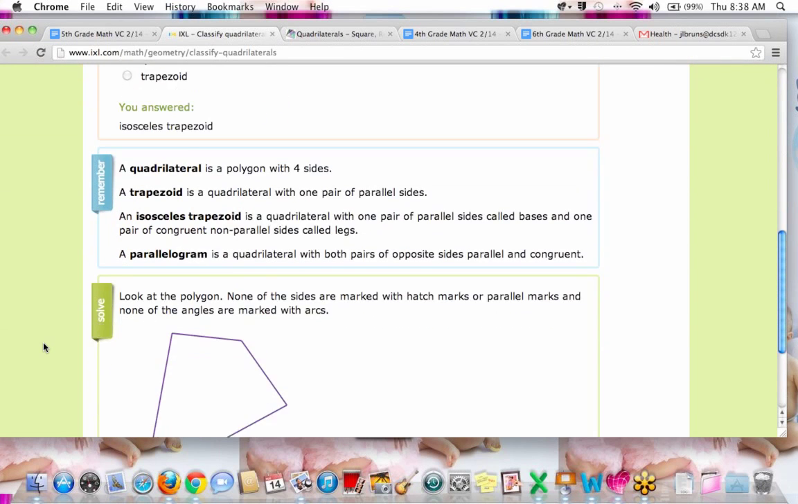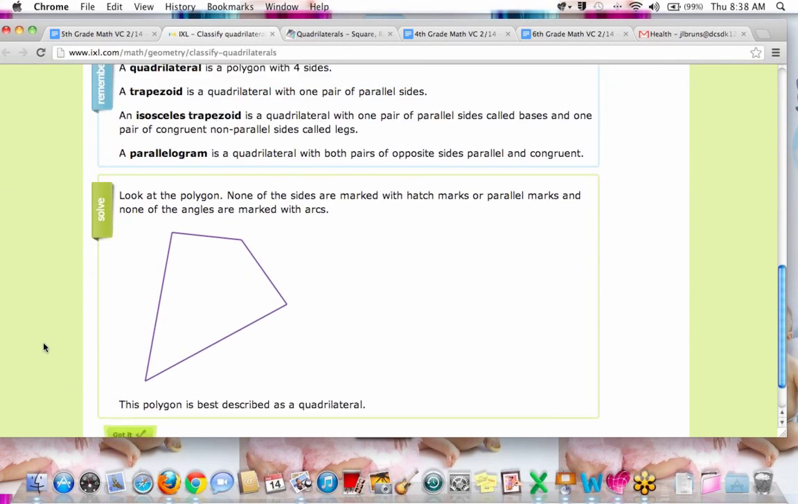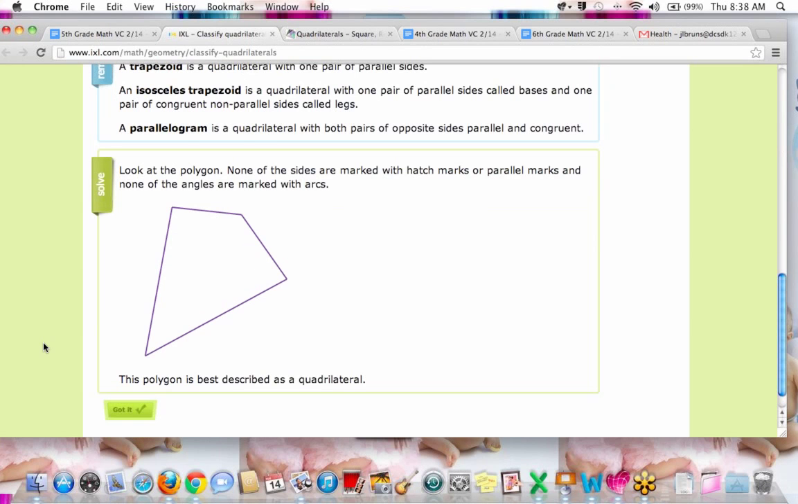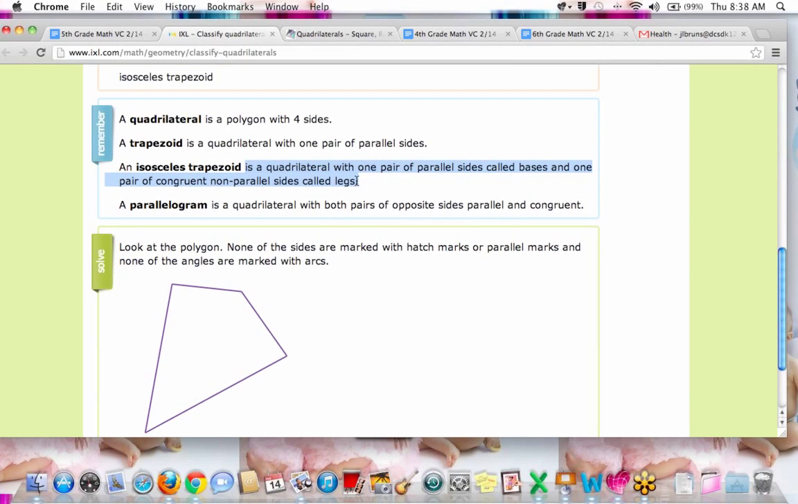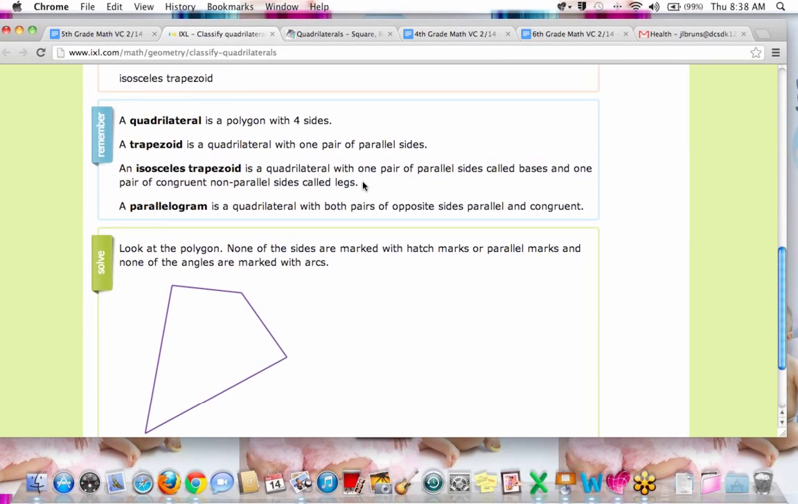All right, so what did they say it is? A quadrilateral. So I guess the best answer for this one is a quadrilateral because it has four different sides. An isosceles trapezoid is a quadrilateral with one pair of parallel sides and one pair of congruent non-parallel sides. So that's what makes this not a trapezoid. Triangles are a little different. If I cut it off right there and just made a triangle, this would be a good isosceles triangle.